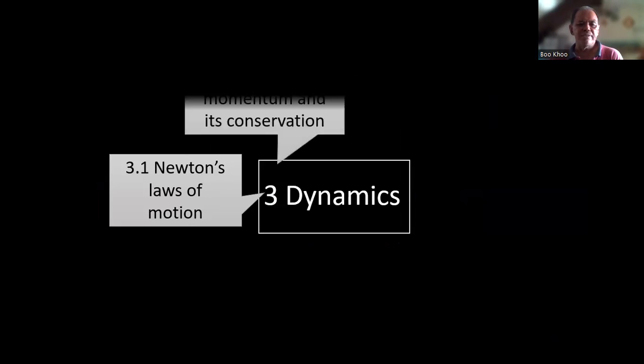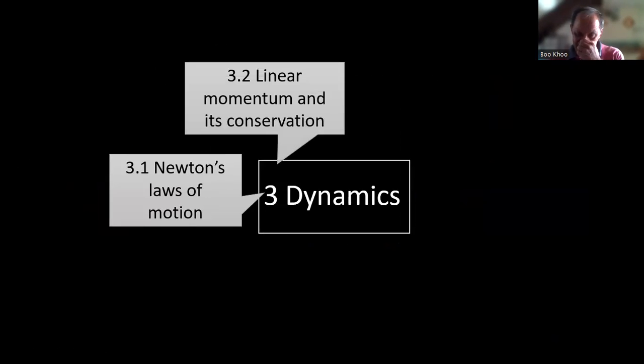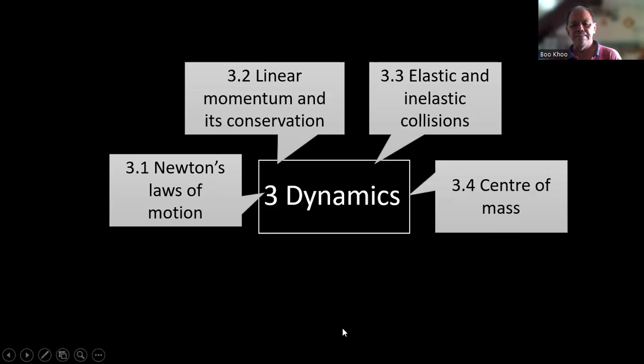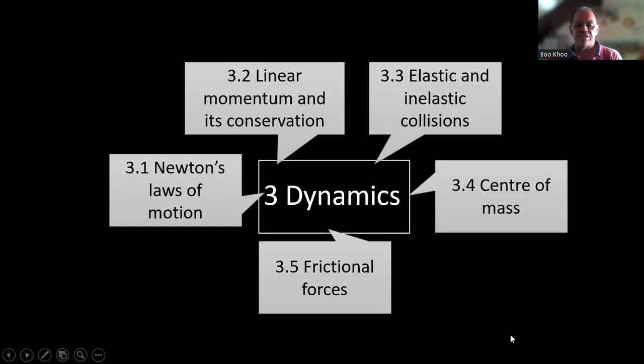Okay, let's summarize Newton's laws of motion for you. After that, 3.2 is linear momentum and its conservation. 3.3 is elastic and inelastic collision. That's our next topic after this one. And center of mass. 3.4, 3.5 frictional forces. Okay, let's go to dynamics. That's the page there.